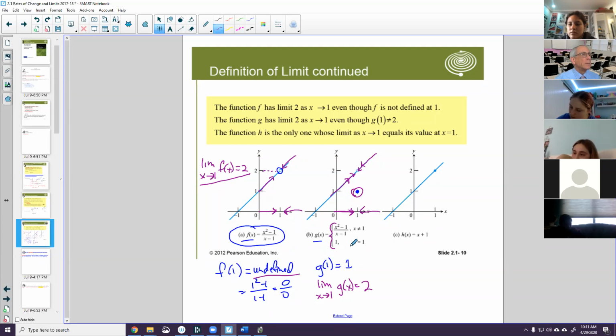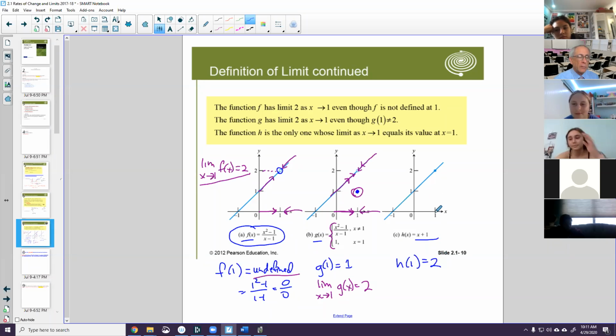Let's go to the next one. So my next one is h of x. Oh, and h of x is straight up just a line, right? It's just x plus 1. So that's the line right there. So let's ask Karina, what is h of 1? 2. H of 1 is 2, right?